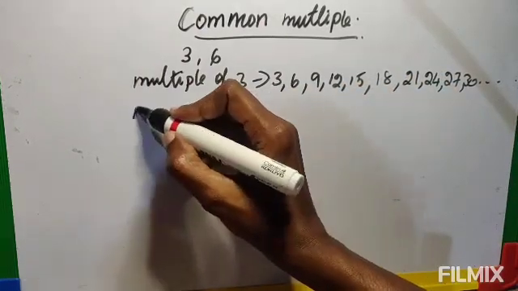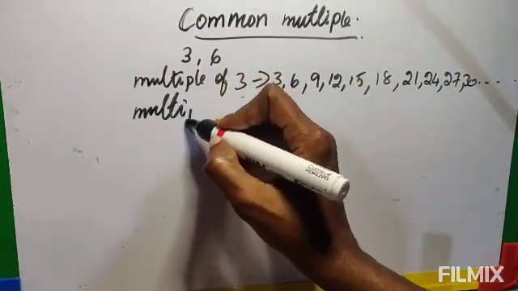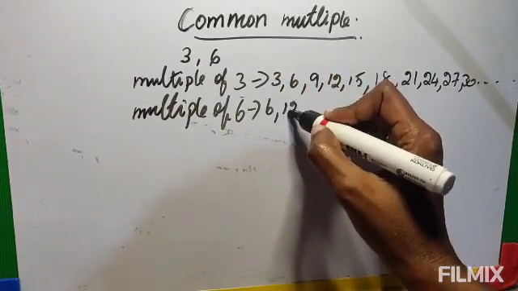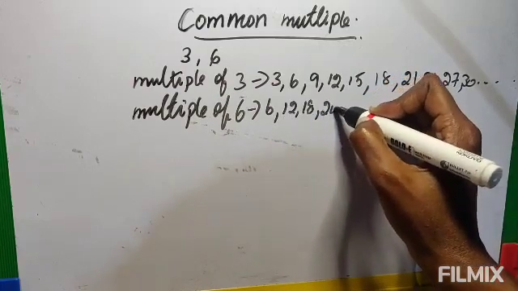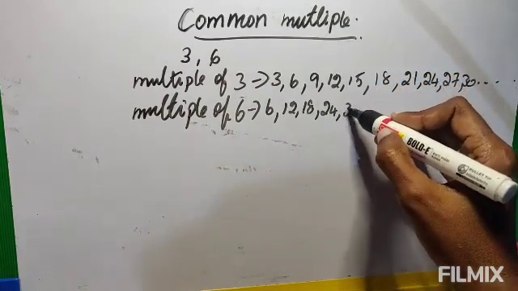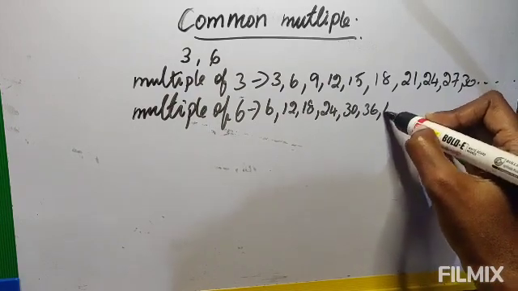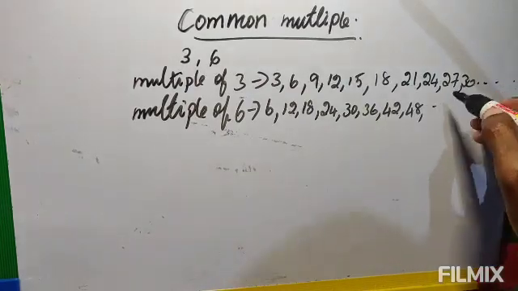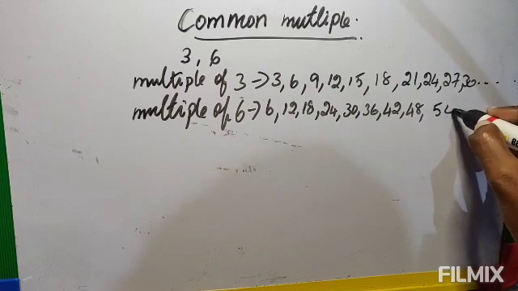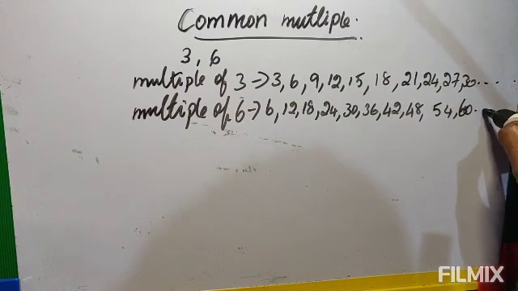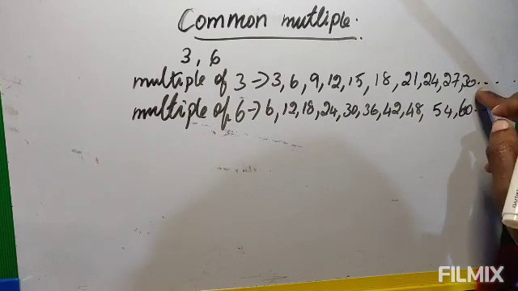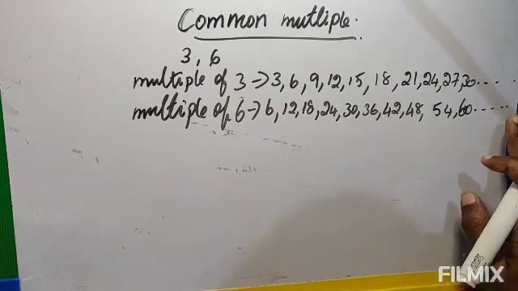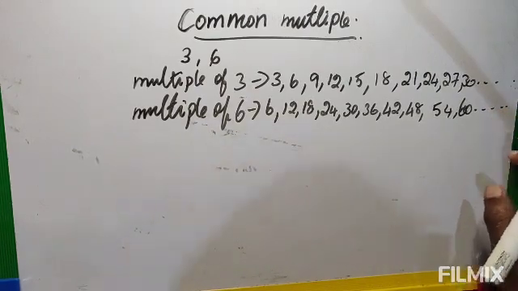Now multiples of 6. So 6 table: 6 ones are 6, 6 twos are 12, 6 threes are 18, 6 fours are 24, 6 fives are 30, 6 sixes are 36, 6 sevens are 42, 6 eights are 48, 6 nines are 54, 6 tens are 60, and it will go on. After the last, you have to put this dotted mark. That shows that it is countless, it is numerous, we cannot count that way.